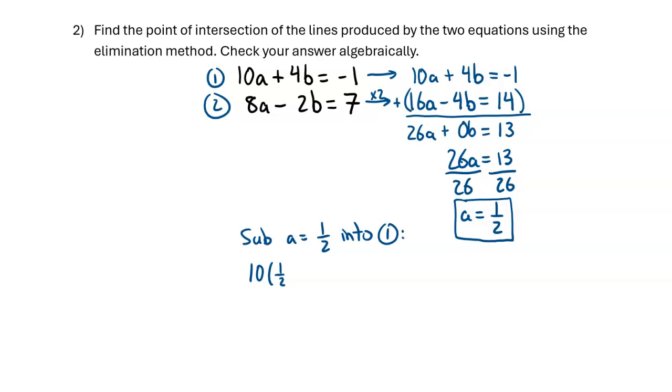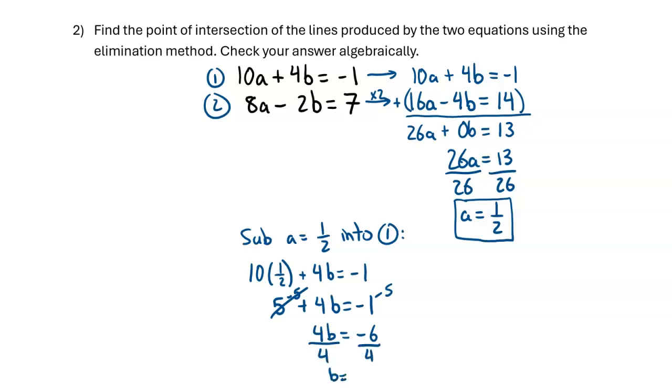And so I'm going to get 10a, a is a half, so I'm going to sub that in, plus 4b equals -1. 10 times a half is 5. 5 plus 4b equals -1. I want to bring the 5 to the other side to get the b by itself. So I get 4b equals -6, and I divide by the coefficient in front of the b term to get -6/4, which simplifies to -3/2.